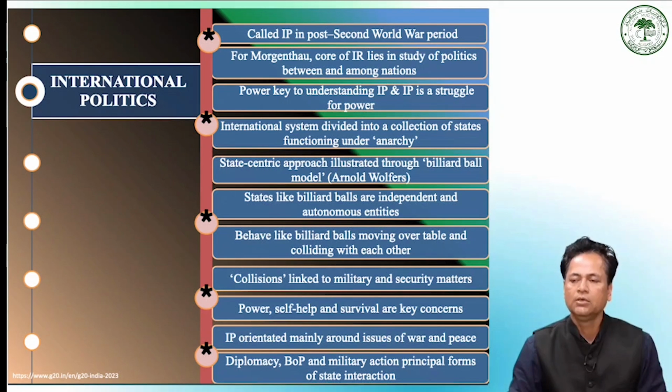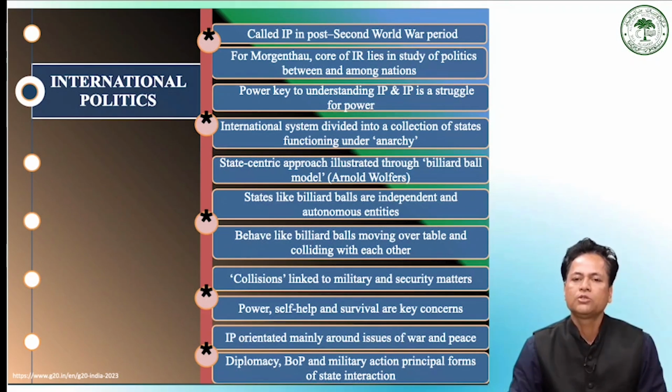Because you all are sovereign states, because you are all independent states, you behave in very different ways, and there is the possibility that you may collide, you may clash with the other states. So that is what the billiard ball model says. Collision is linked basically to military and security matters. When your military issues and my military issues are different and we consider the same thing as important, it is natural that we collide with each other. Power, self-help and survival are the key concerns. So as I said, nations are self-seeking entities, and the more power you acquire, the more you would be able to secure your national interest.